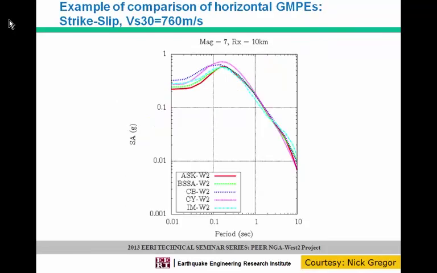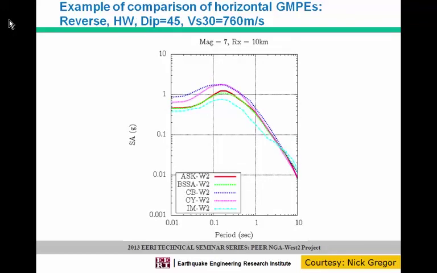This is a slide that I borrowed from Nick Greger. He's going to have more slides. This is comparison of 5 GMPEs. Response spectra versus period, strike slip, 760 meters per second, magnitude 7 at 10 kilometers. Not drastically different among each other, strike slip.